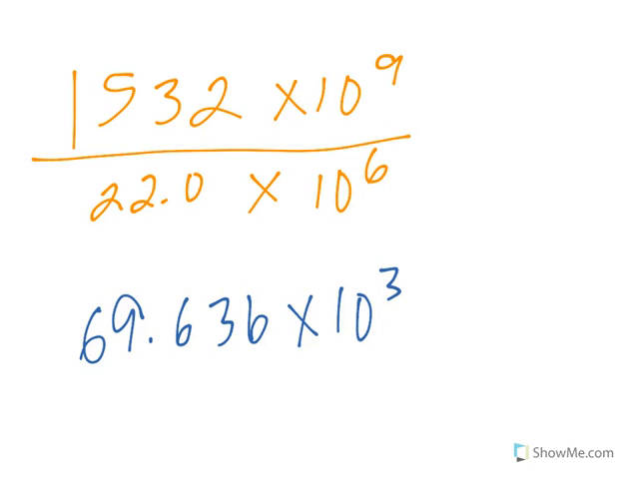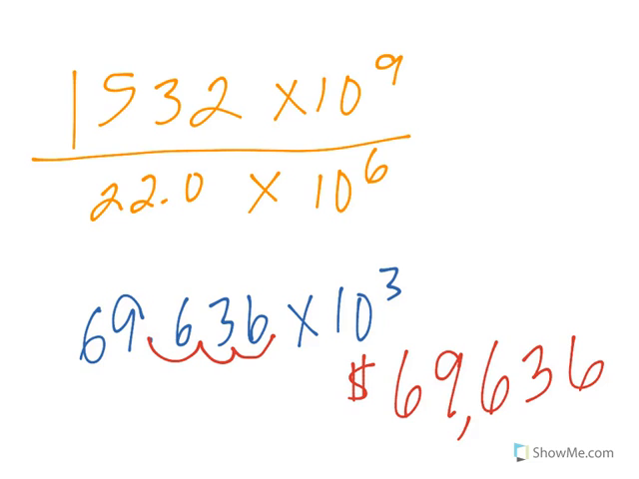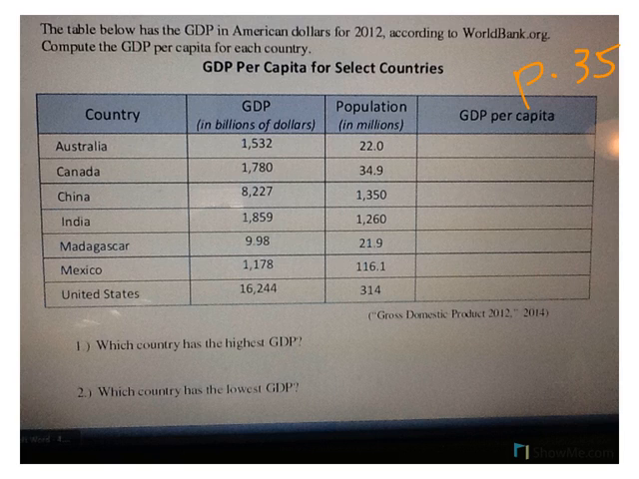So if I am 10 to the third, that means 3 decimal places. It's positive, so it's getting bigger. So I'm going to go 3 places to the right. So for Australia, 69,636 would be the gross domestic product per capita. So every person in Australia produces dang near $70,000 worth of goods and services. So when I come back here, I can type in 69636. So taking our GDP divided by the population gives us our gross domestic product per capita.